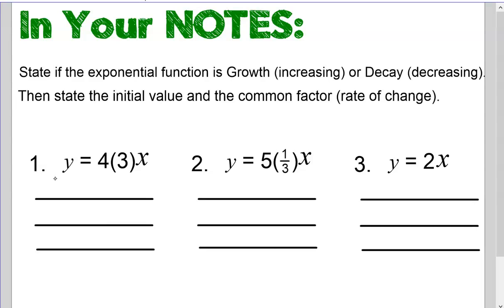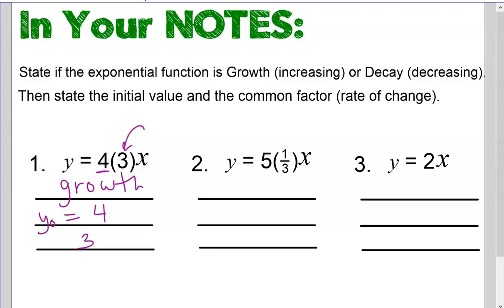All right, so first we ask you to state whether it's growth or decay. So this one is growth because the base value is higher than 1. Then we ask you to state the initial value, right? That's the A position number here. So the initial value, or the y-intercept, is 4. And then it asks you to identify the common factor, or the rate of change, and that would be a growth of timesing by 3.